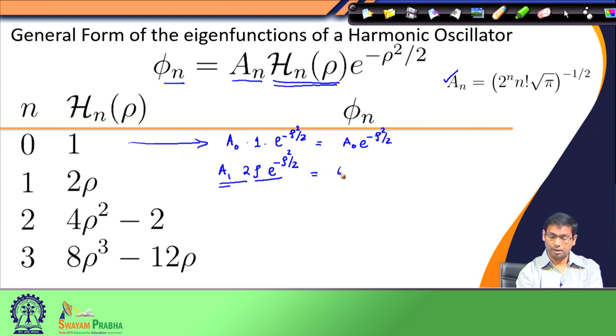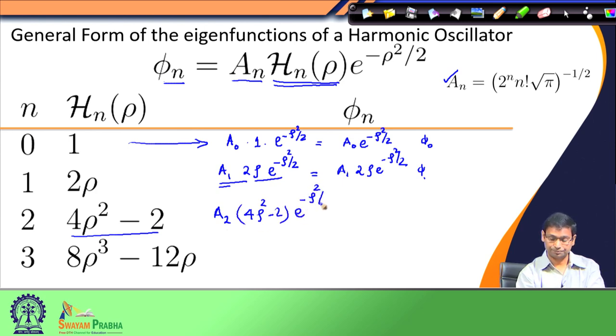So, a 1 is 2 rho e to the power minus rho square by 2. This is phi 1, this is phi 0, and similarly, when I try to write down the eigenfunction corresponding to n equals 2, we can write down the eigenfunction phi 2 as a 2 multiplied by the Hermite polynomial 4 rho square minus 2, multiplied by e to the power minus rho square by 2. And similarly, this is my phi 2. The phi 3 would be a 3, the third order Hermite polynomial 8 rho cube minus 12 rho, into e to the power minus rho square by 2.